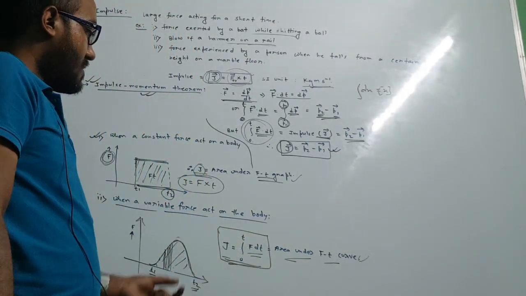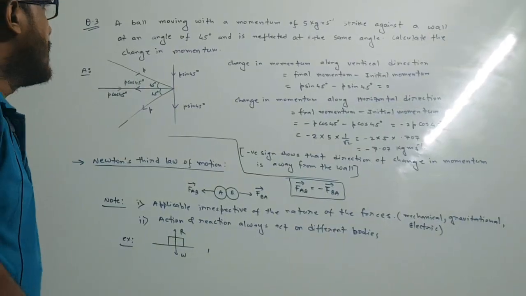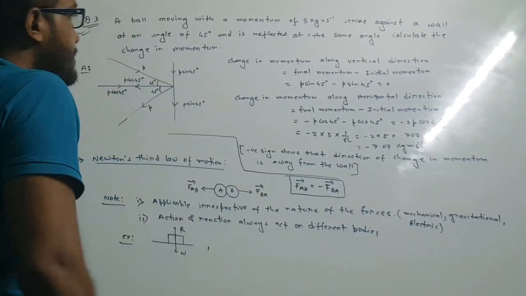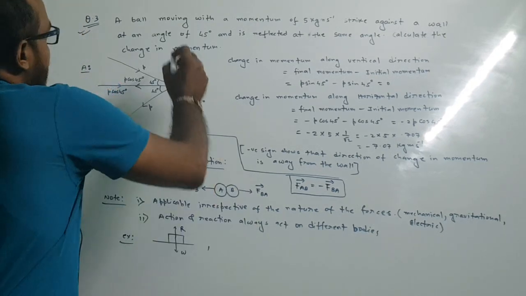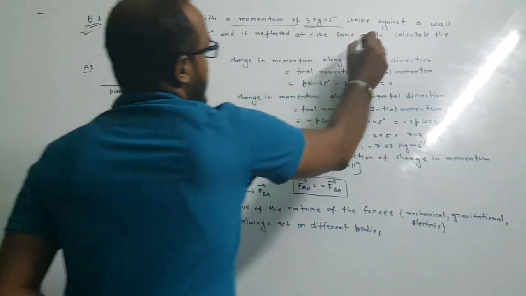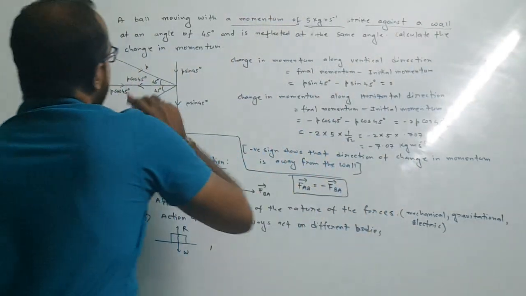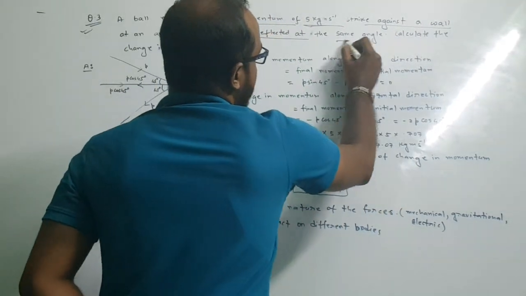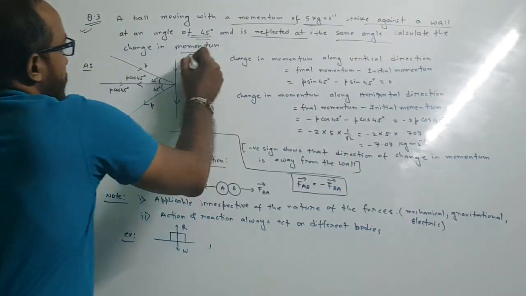Let us move forward to our next topic. Let us solve a problem related to momentum. A ball moving with a momentum of 5 kg meter per second strikes against a wall at an angle of 45 degree and is reflected at the same angle. Calculate the change in momentum.